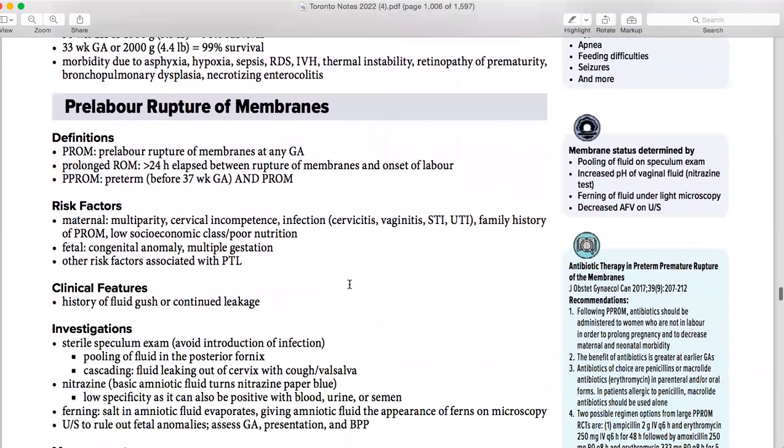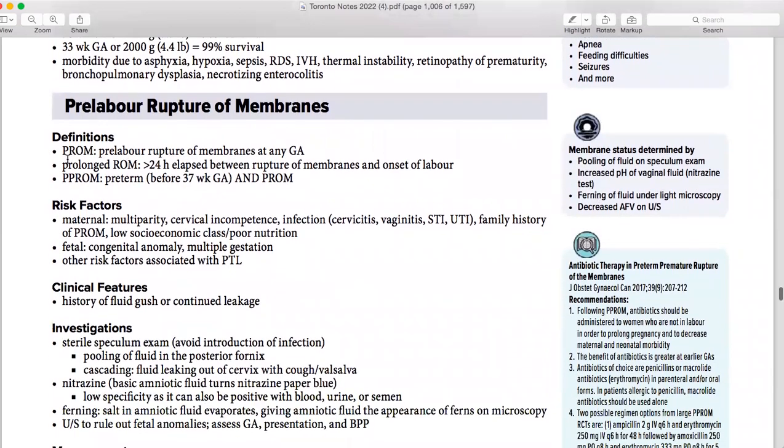Then pre-labor rupture of membrane. There are three of them: pre-labor rupture of membrane, prolonged rupture of membrane, and preterm pre-labor rupture of membrane. These three are important, so you need to know the difference.